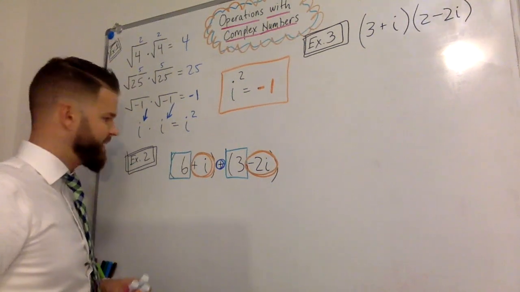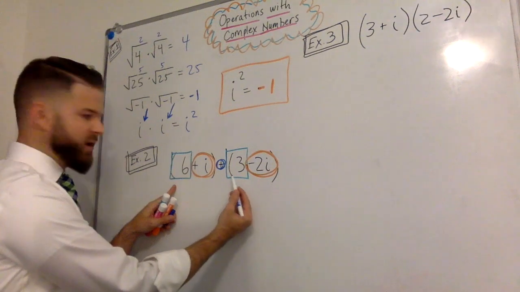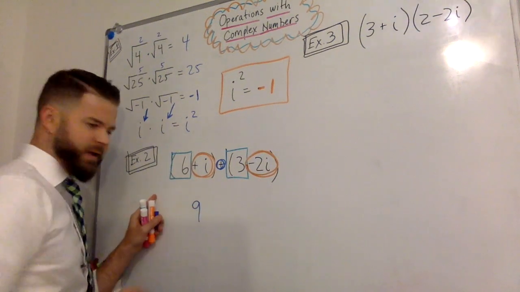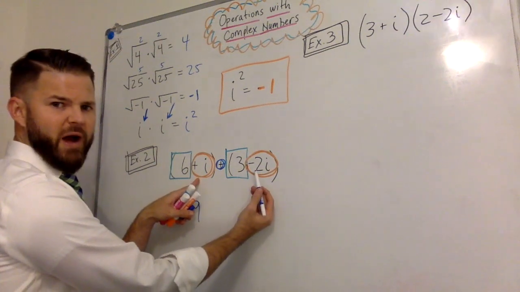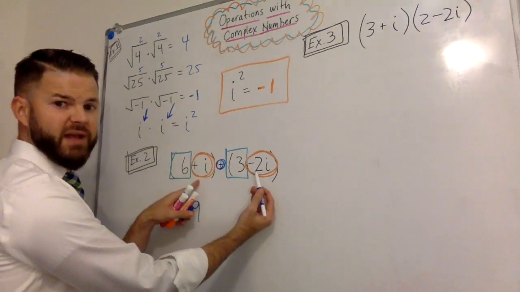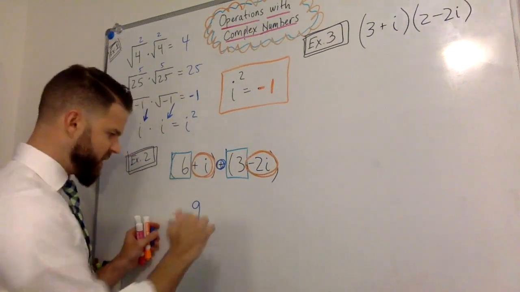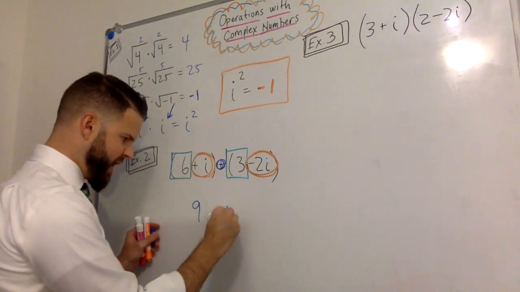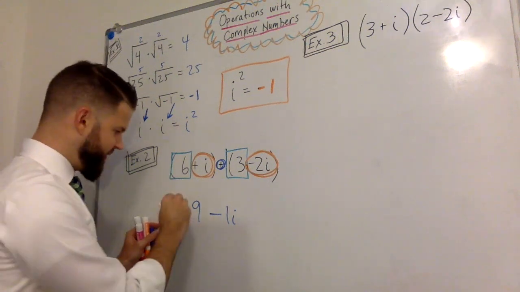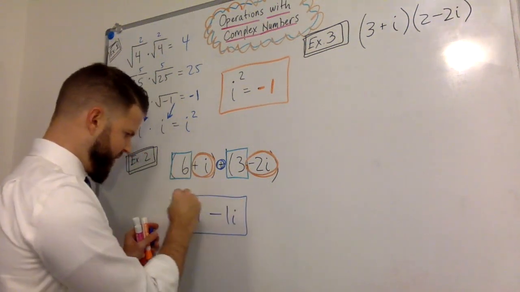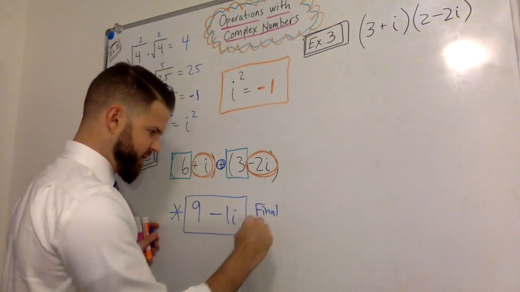Piece of cake. So here I got a couple of regular numbers. 6 plus 3 gives me a 9. And over here I got a 1i plus a -2i, which just gives me a -1i. Once I'm there, ladies and gentlemen, that's it. Put a bow on it, wrap it up. That's going to be my final answer.